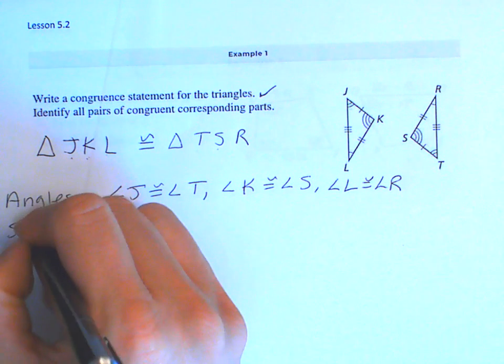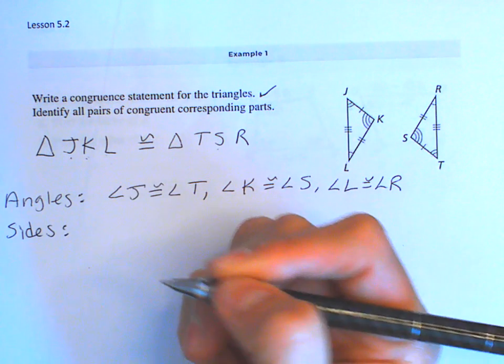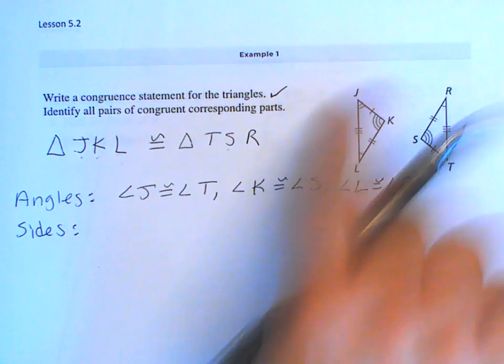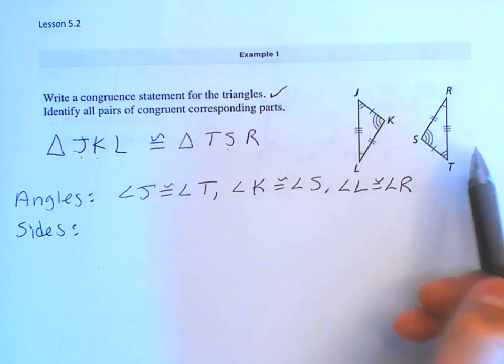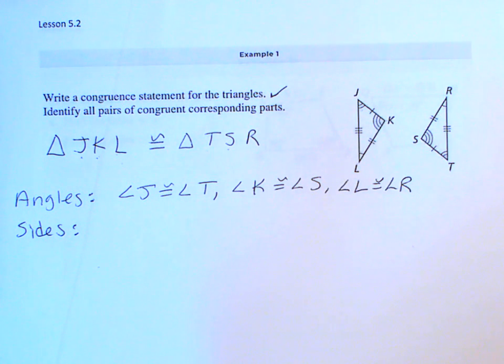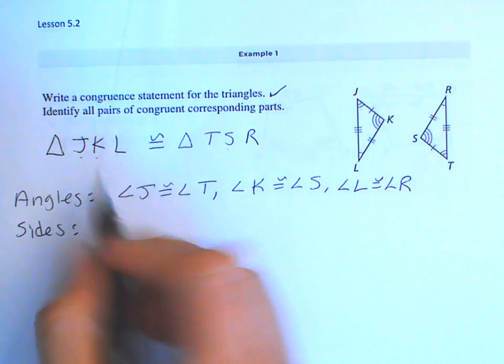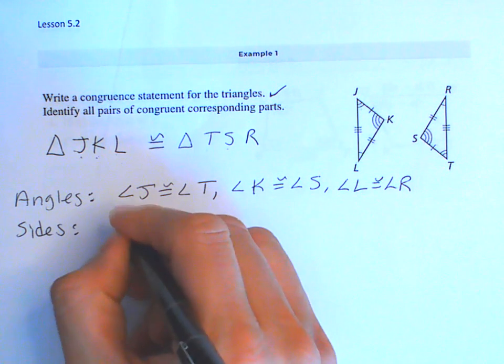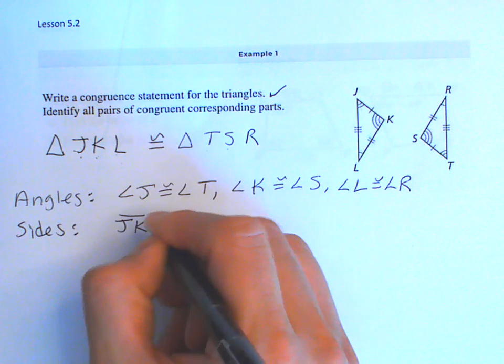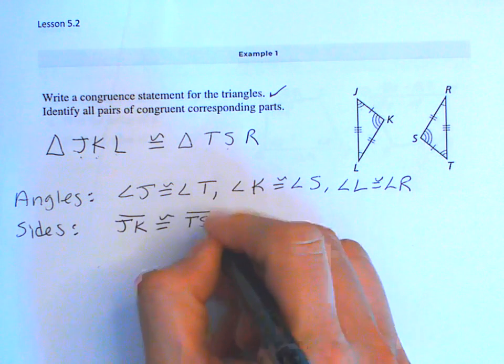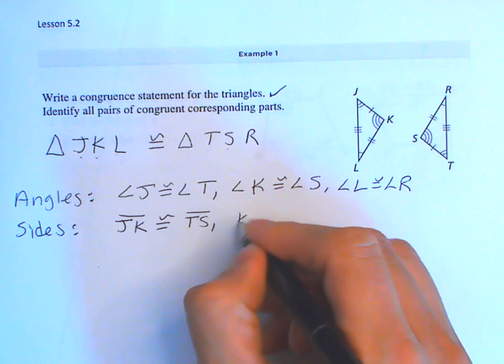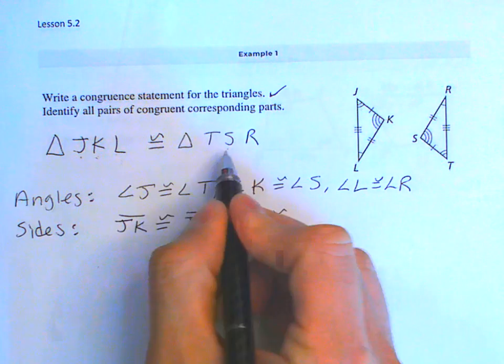Now you have to list your corresponding sides. So if you use the diagrams, you run the risk of writing the letters out of order. Because for example, you'll say JK and ST, okay? Or JK or TS. So you run the risk of doing the letters in the wrong order. So I like to use this instead. So the first one would be JK. So JK is going to be congruent to TS. KL congruent to SR.